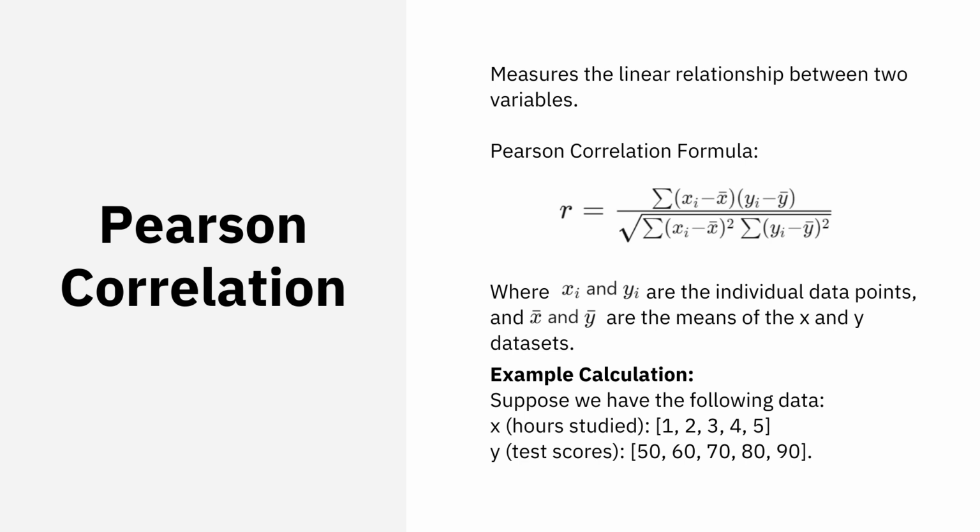Pearson correlation measures the strength and direction of a linear relationship between two variables. The formula is given by this expression. The Pearson correlation coefficient ranges from -1 to 1. A value of 1 indicates a perfect positive linear relationship, while -1 indicates a perfect negative relationship. Suppose we have the following data to calculate Pearson correlation. We use the formula and get r equals 1, indicating a perfect positive linear relationship.